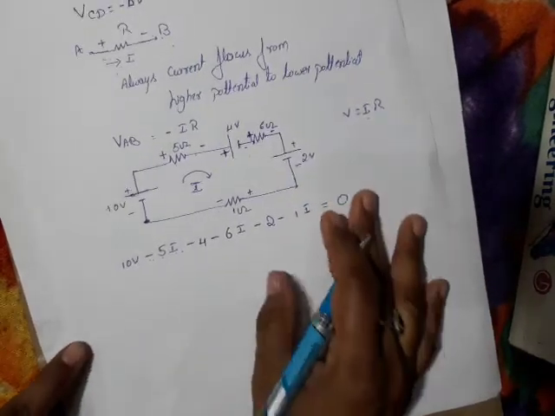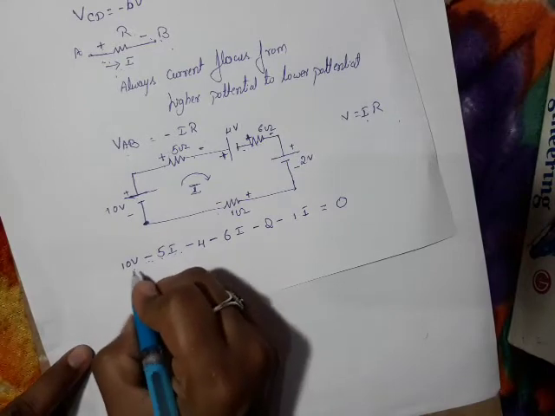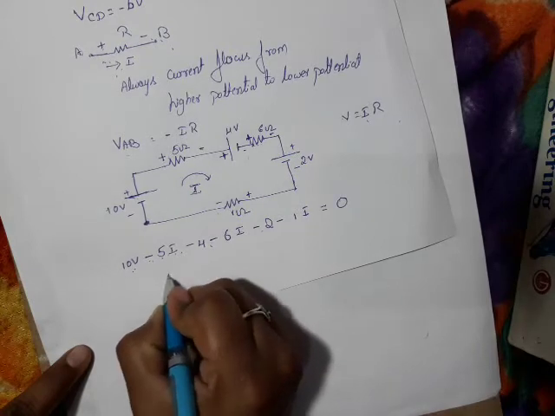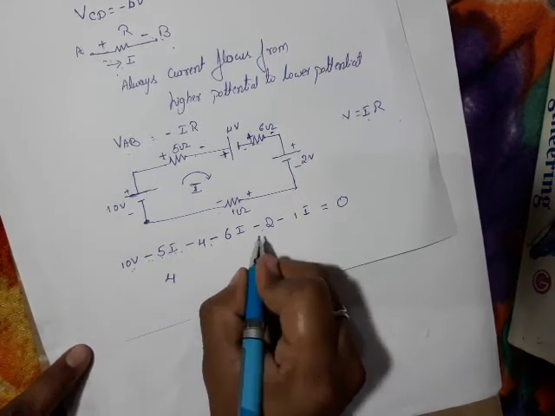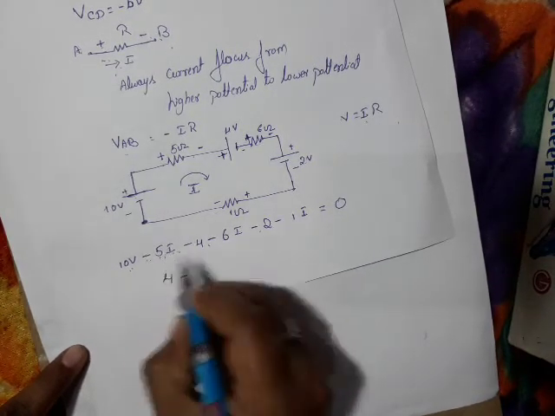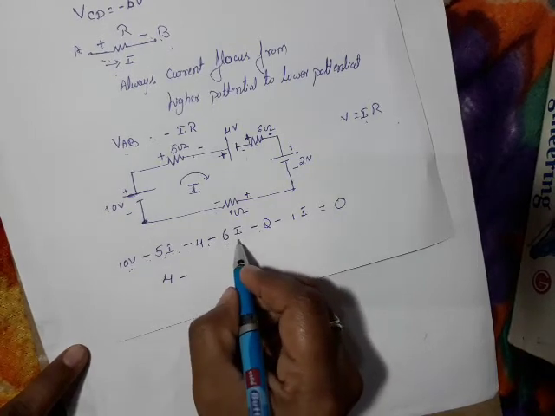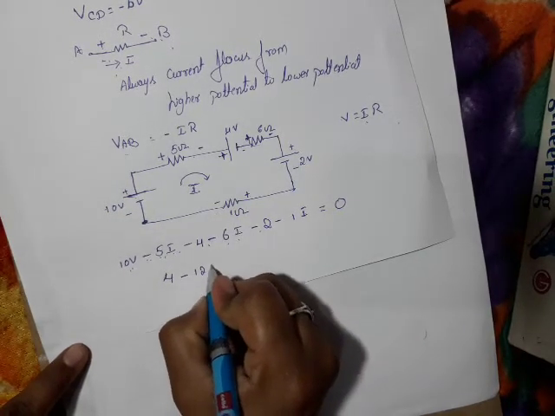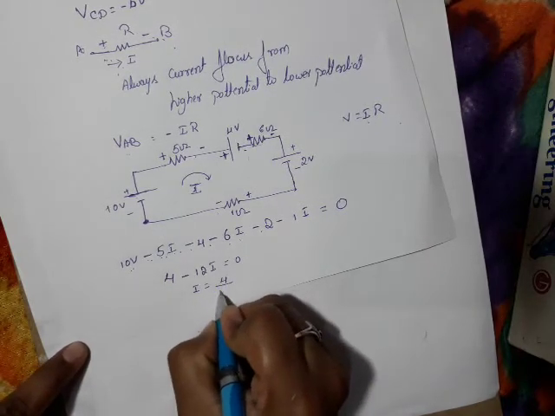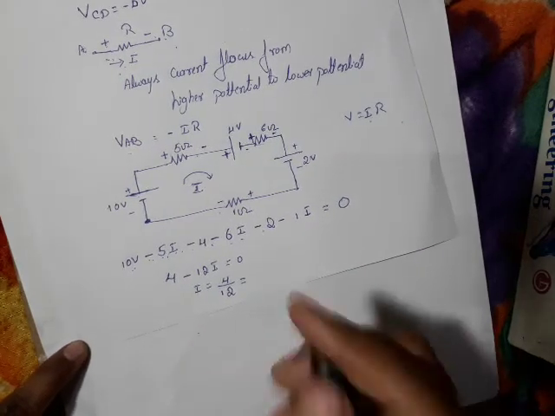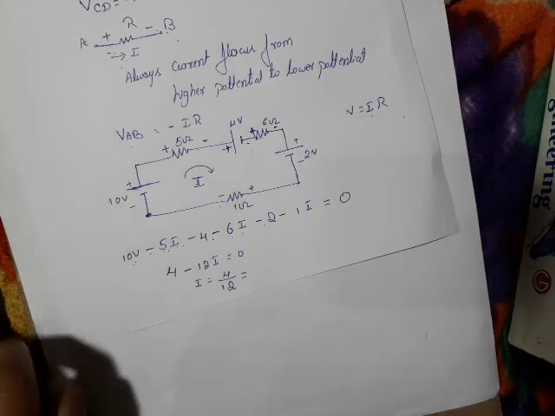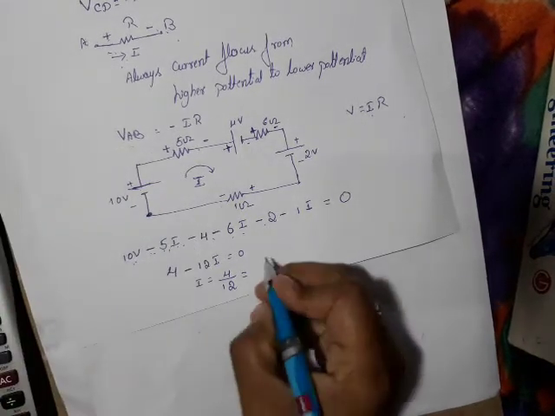Now we'll find out the value of current. 10 volts, 10 minus 4 minus 2. How much will it be? Minus 4 minus 2 will be minus 6. 10 minus 6 will be 4 volts. Minus 5, 6: 5 plus 6, 11. 11 plus 1, 12. Minus 12 I is equal to 0. So what is the value of I? I value will be 4 divided by 12. If you do this, you will get 0.3 amperes.